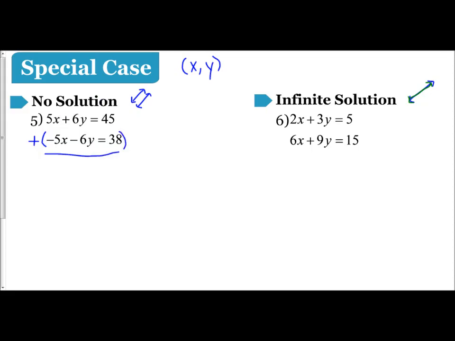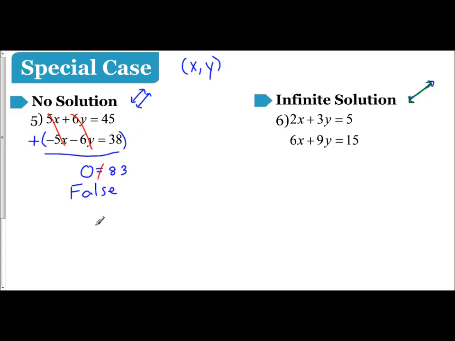And what's going to happen, you would see 5x and negative 5x cancel. Now if I look, I have 6y and negative 6y, that cancels. So I'm left with 0. And then I have 45 and 38, which is going to give me 83. So if I look at the statement, it says 0 equals 83. There is no way for 0 to equal 83. They are different. No matter how hard you try, 0 will never equal 83.